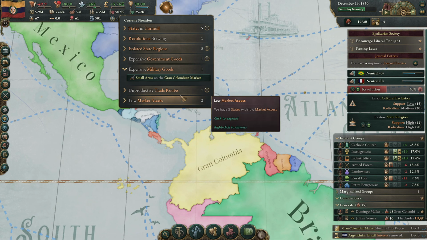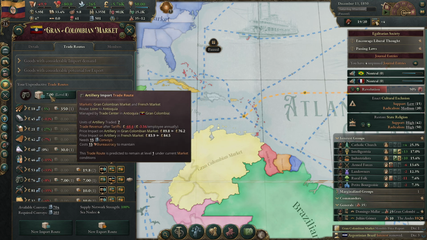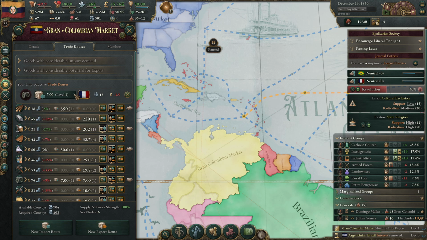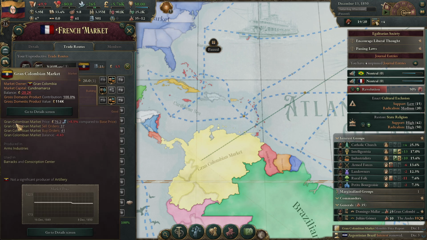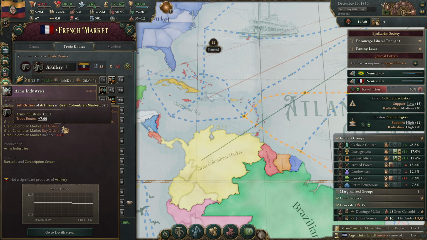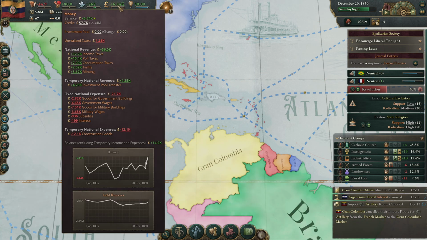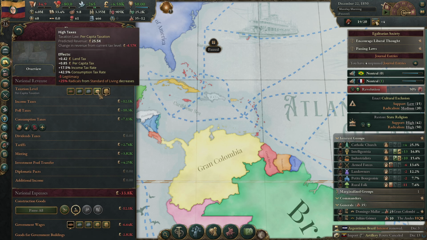Okay, let's fix this market access. Unproductive trade routes, importing artillery. What is going on with my artillery? Can I click? No. Hello, I'm not hovering over it. Why can I not click on my artillery here? Oh no. Well, let's cancel it then. Okay, now we are making a decent amount of money. I can lower taxes. Maybe that will help with the turmoil.